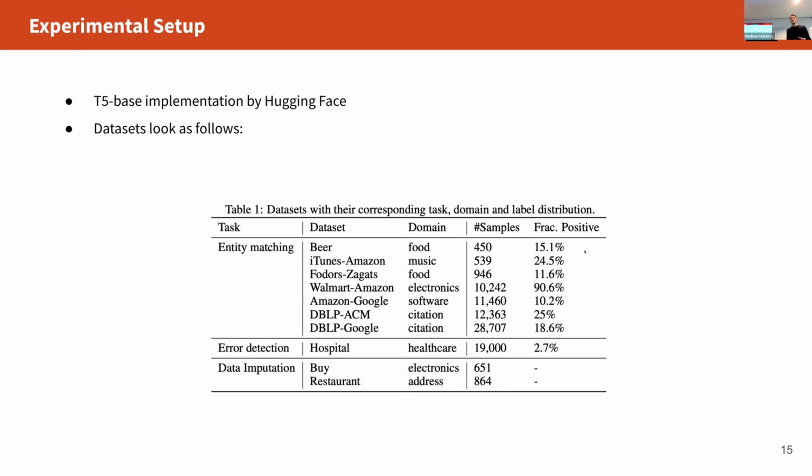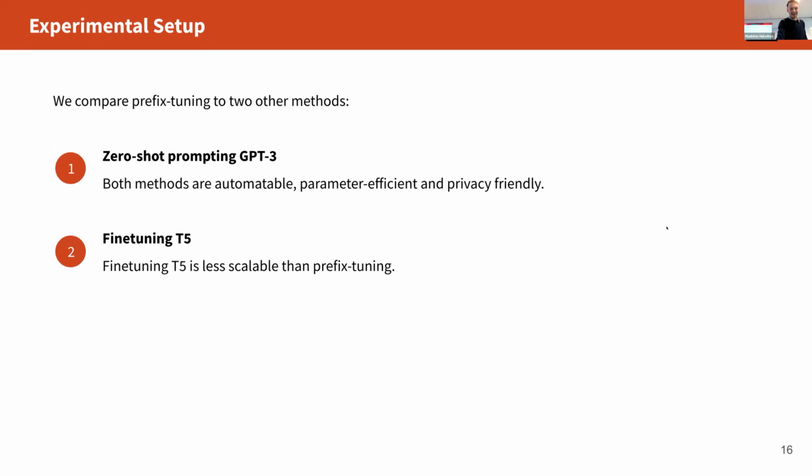We used the implementation of the T5 language model neural network by Hugging Face. They have great implementations of most modern architectures. These are what our data sets look like. We have 10 data sets for the 3 different tasks. If you want some details on this, you can find the paper easily. For now, I'll continue to the more interesting stuff.